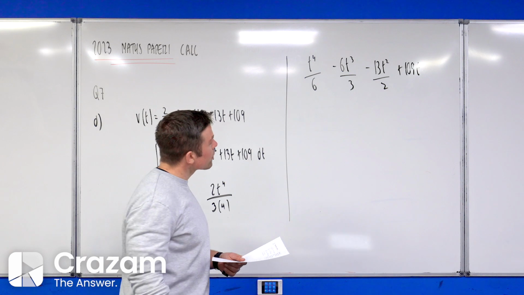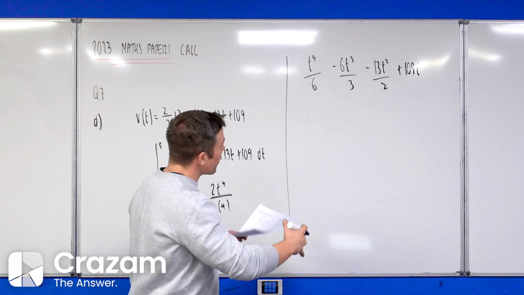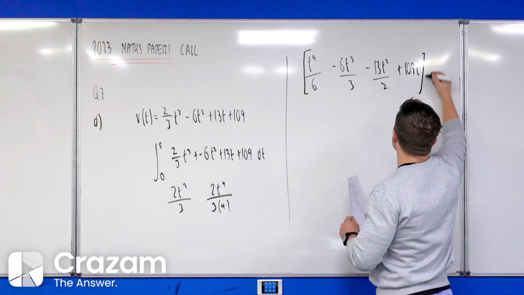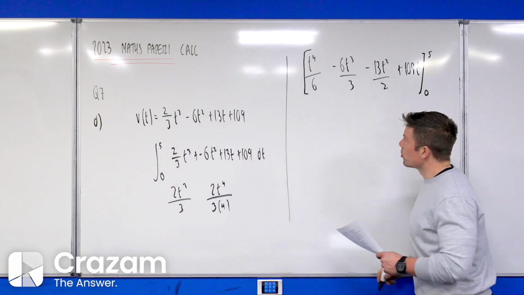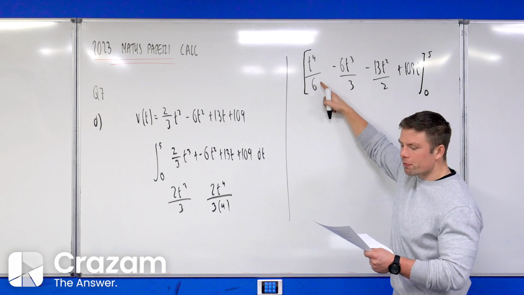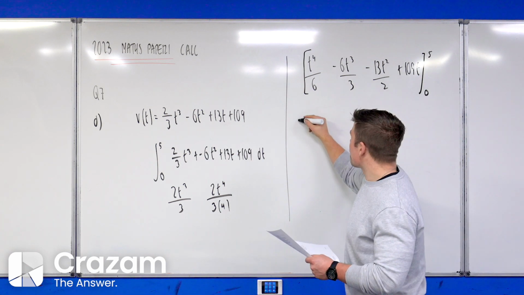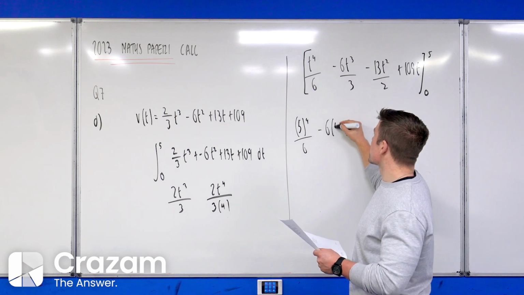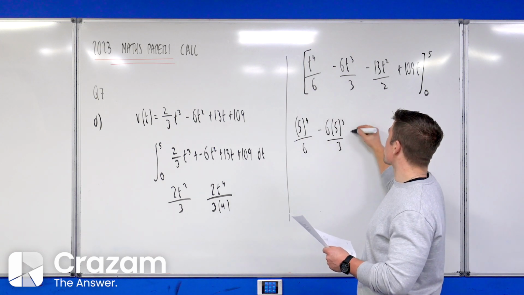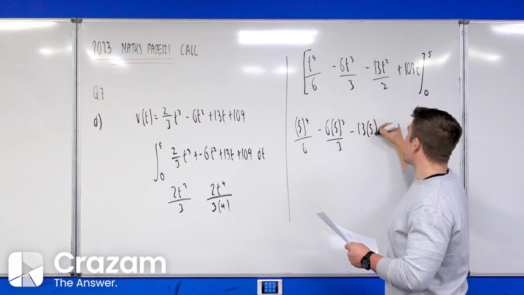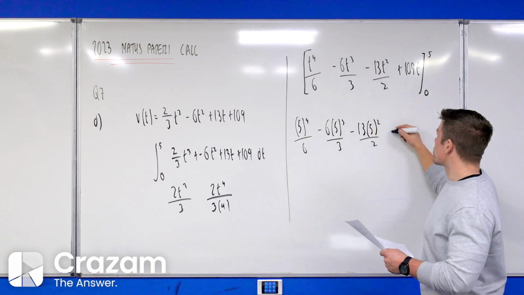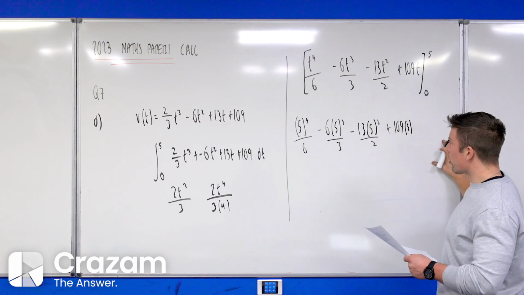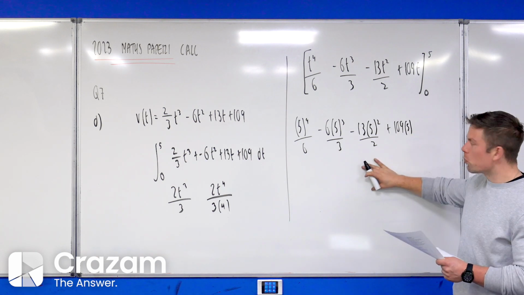Now remember, what we're going to do is we're going to now integrate that between 5 and 0. So if we do that between 5 and 0, what you must do is sub in 5 wherever you have t. Okay, so we would have 5 to the power of 4 over 6 minus 6 to the power of 5 cubed over 3 minus 13 to the power of 5 squared over 2 plus 109 to the power of 5. Now, hard for me to fit that in on the board, but that's going to be one thing.